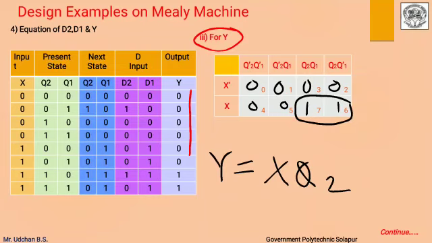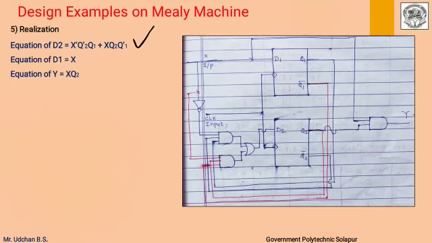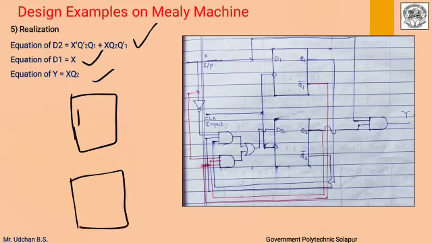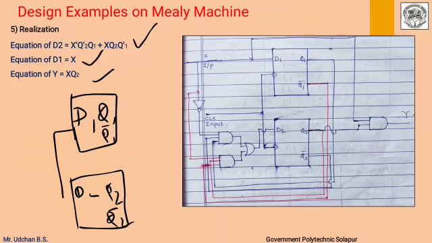So we found the equations of D2, D1 and Y. This is the equation of D2, D1 and Y. From this I can realize the required state machine which is to be designed. So here first D flip-flop is used as a memory element. This is D1, Q1, Q1 complement. This is D2, Q2, Q2 complement, and a clock pulse is given over there.